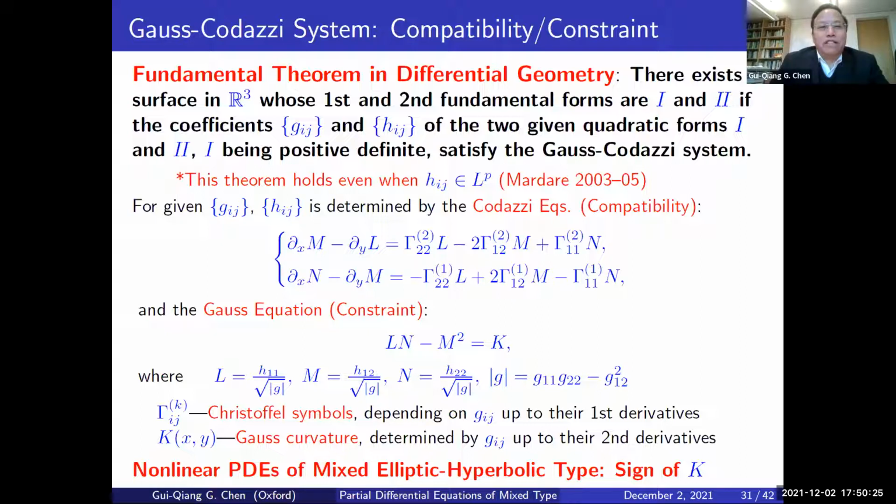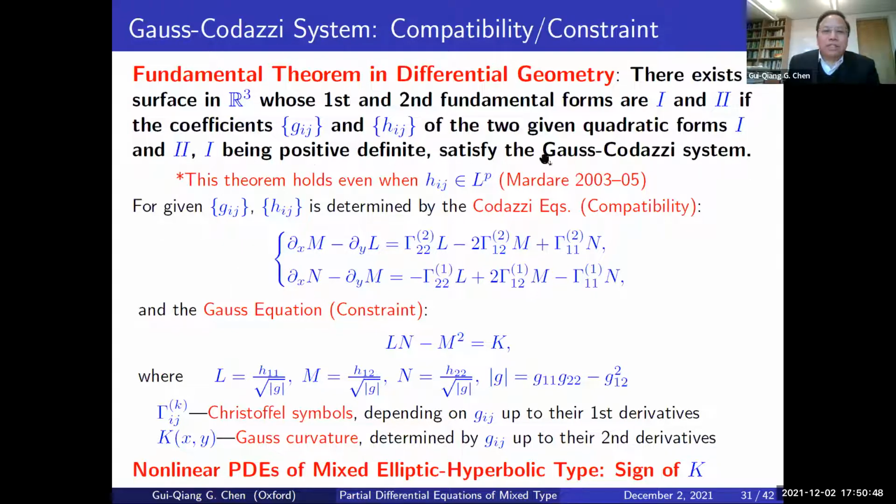If you give a first fundamental form, and a second fundamental form satisfies the Gauss-Codazzi equations, the compatibility conditions, this is the Codazzi equation, this is the Gauss equation, then for the 2-dimensional manifold you can construct a surface in R3.